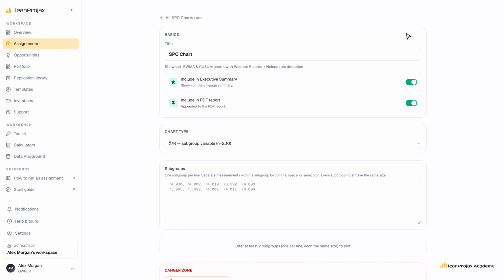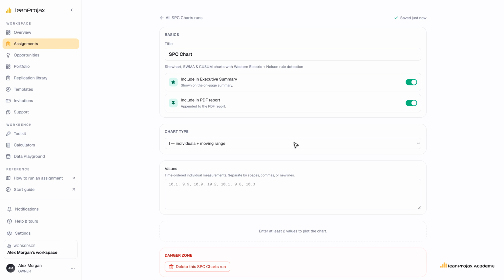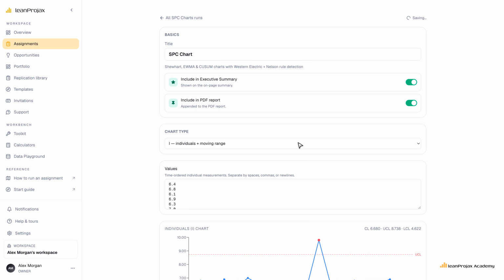New run. Chart type first, and this is the choice that actually matters. X-bar R is for subgroups, 5 parts measured every hour. We don't have subgroups. We have 1 number per day, the average first response for that day. So we want I, individuals plus moving range. Then the data, 20 working days since the pilot went live, 1 value per line.